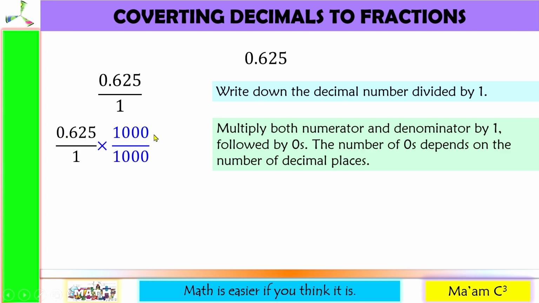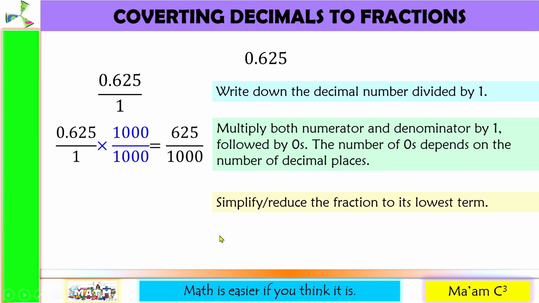0.625 times 1,000. Since we have 3 zeros here, this decimal point will move 3 spaces going to the right. We have 1, 2, 3. So 625. Actually, that is the idea. We multiply it with the corresponding number of zeros to make the decimal number a whole number. Then 1 times 1,000 is equal to 1,000. Step 3, let us simplify this to its lowest term.